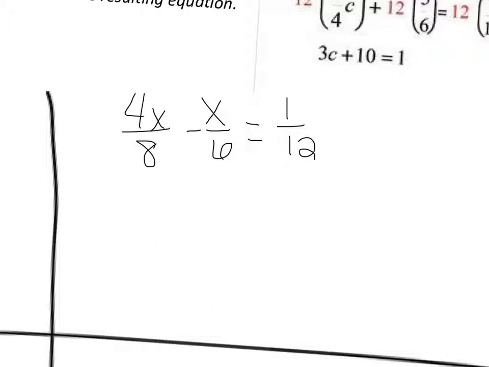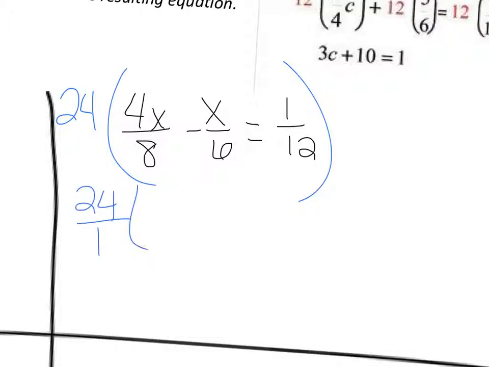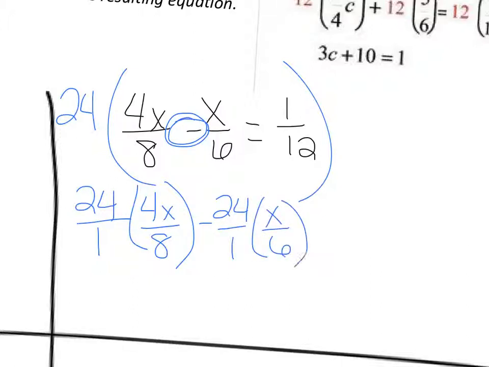The first thing you're going to do on all of these problems is find your least common denominator. So between 8, 6, and 12, what is the least common denominator? 24. So you're going to multiply the entire equation by 24. And I'm going to take each individual piece and multiply it by 24. So I have 24 times 4x over 8. Now since this is a subtraction, I have to subtract 24 times x over 6. And that is equal to 24 times 1 over 12.